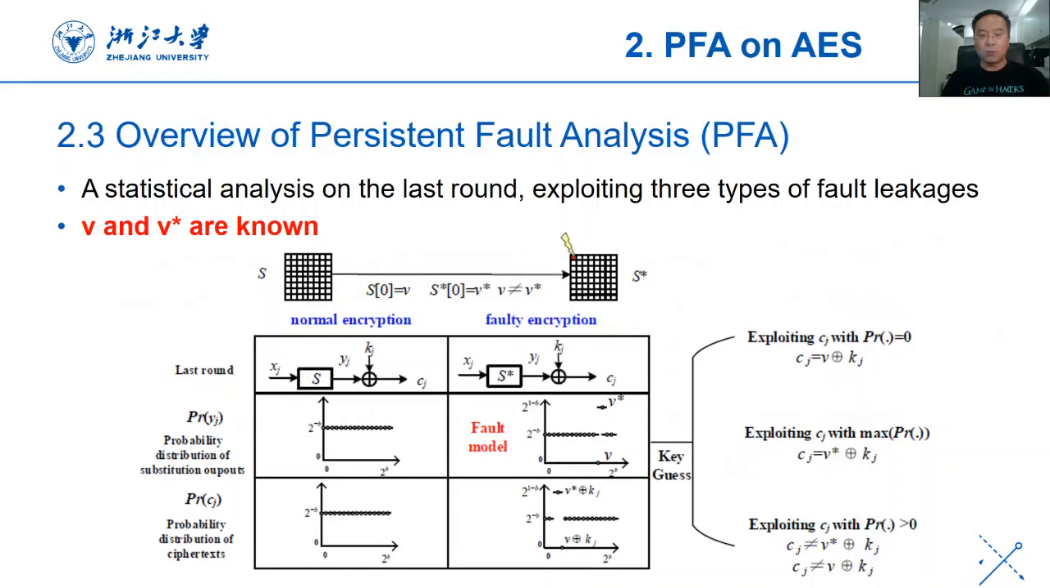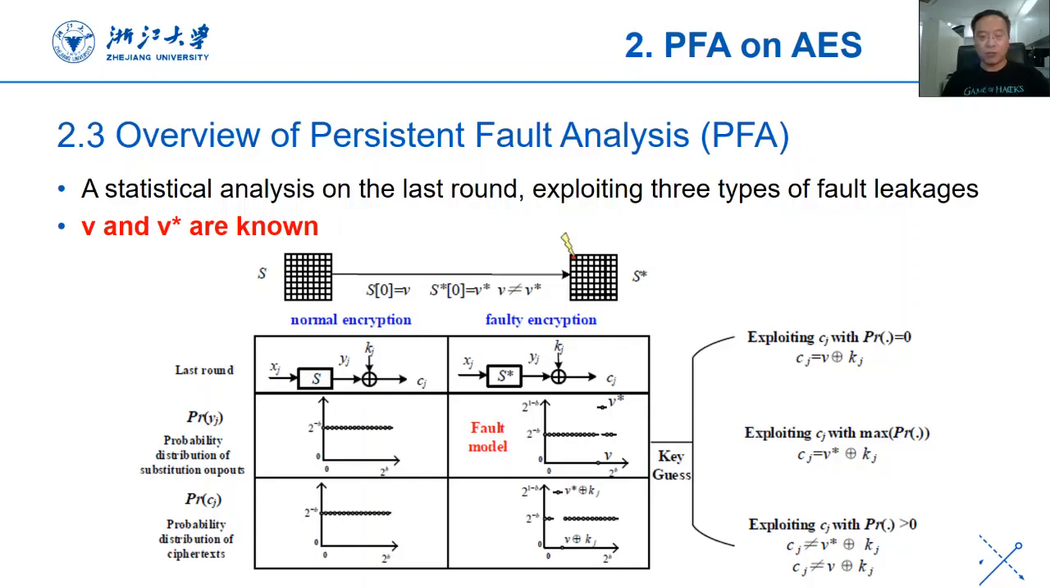So how do we do the simple persistent fault analysis? Suppose the correct element is V. After the fault injection, the value becomes V star, which is erroneous. For a specific ciphertext byte, V star will appear twice, and you will never see the original V. The distribution of the values of the ciphertext byte is now becoming biased. V star is with a probability of 2 over 256, and V is with a probability of 0.